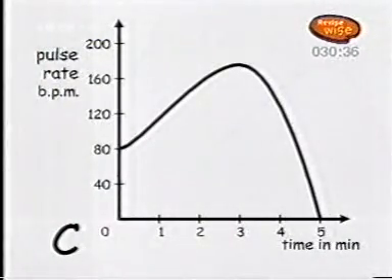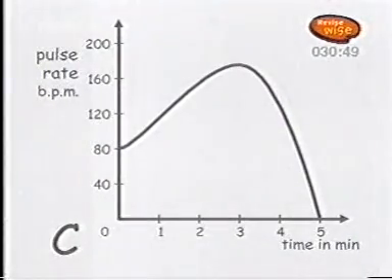Here, the line goes down after 3 minutes, but then it keeps going down until it touches the horizontal axis. That would mean that my pulse rate went to 0. That can't be true, otherwise I'd be dead. So graph C is wrong.